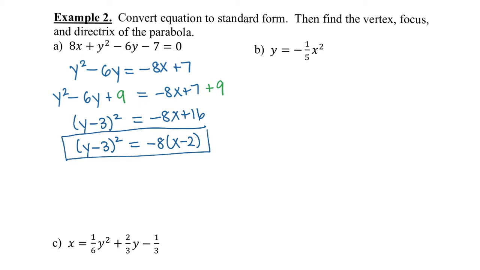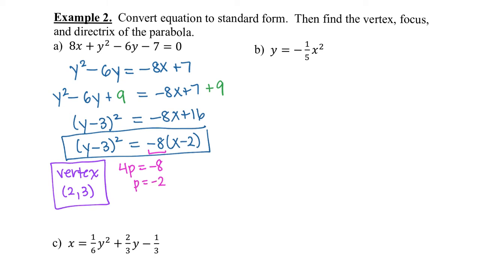Okay, now this is the standard form I'm going for. Okay, and it actually does have all the information I need. So if I look at this, the vertex in this case will be x is 2, y is 3. Okay, what else do they ask me for? The focus and the directrix. I need the p-value in order to find the focus and the directrix. So if I look right here, that normally has a 4p. So 4p is equal to -8, which means p is going to be -2.